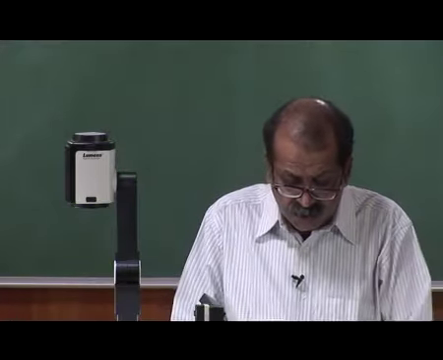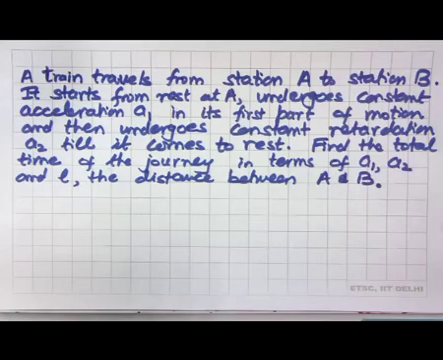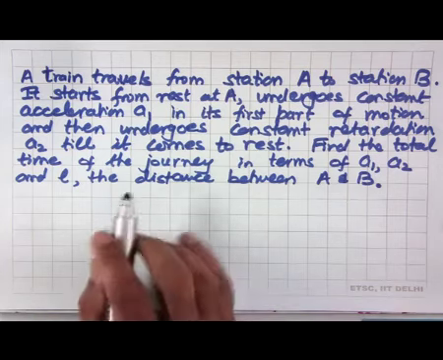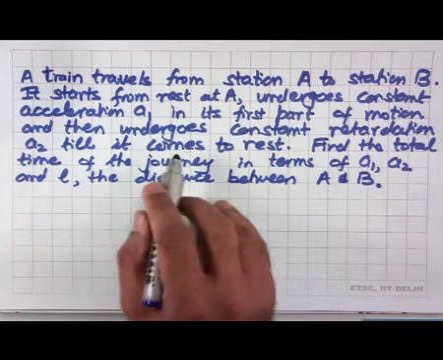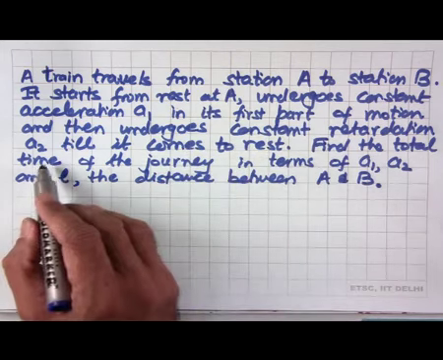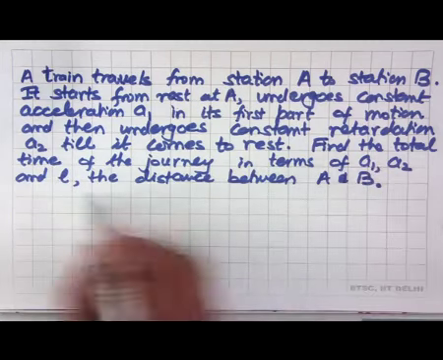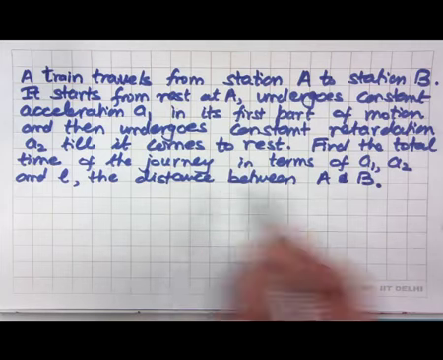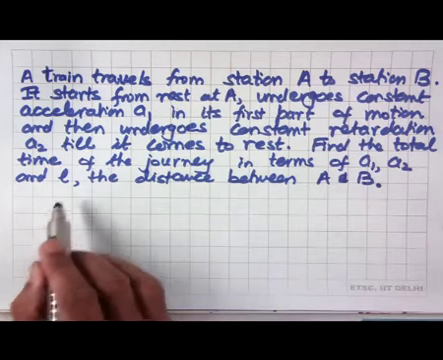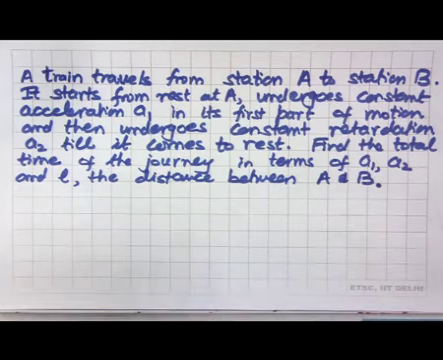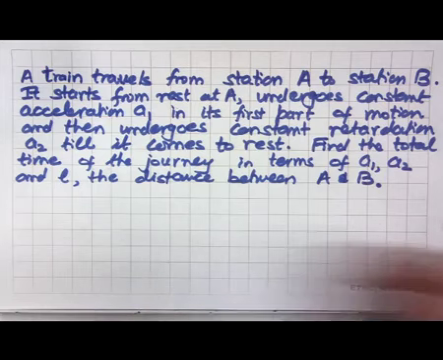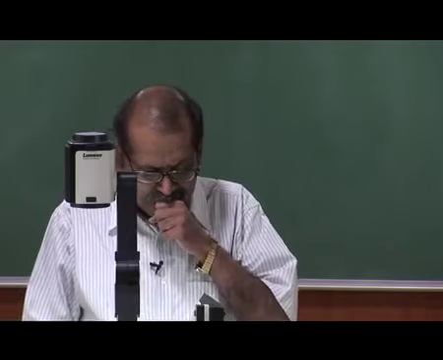What is given to us is that a train travels from station A to station B. It starts from rest at A, undergoes constant acceleration A1 in its first part of motion, and then it undergoes constant retardation A2 till it comes to rest at B. Find the total time of the journey in terms of A1, A2 and L, the distance between A and B. Assume that everything is in a straight line.